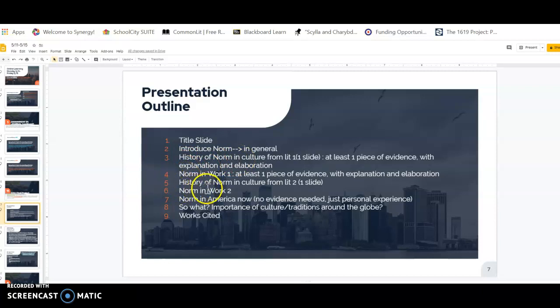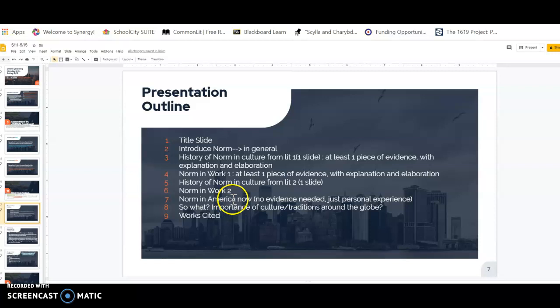Then you're doing the history of norm and culture from your literature number 2. So let's say your second work that you chose was House on Mango Street. So then you're going to look at in Mexican American culture, in Latinx, in the research you did on Latinx culture, what is the history of that norm? Then how does House on Mango Street talk about that norm?